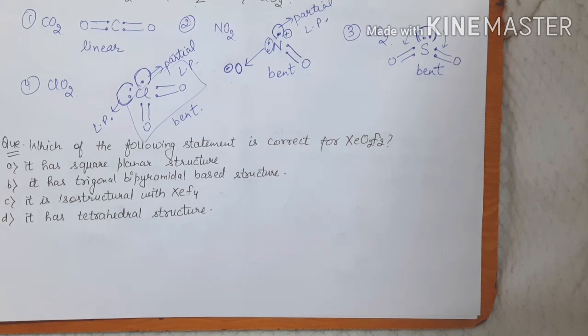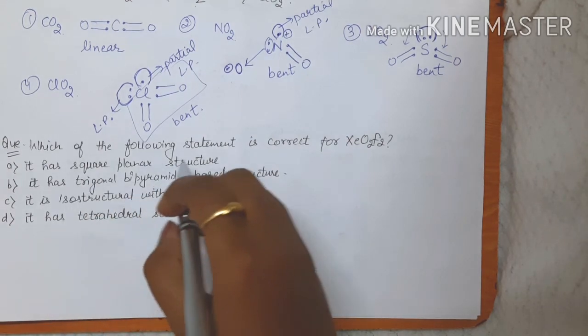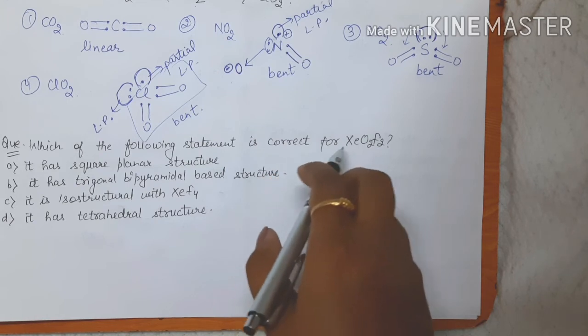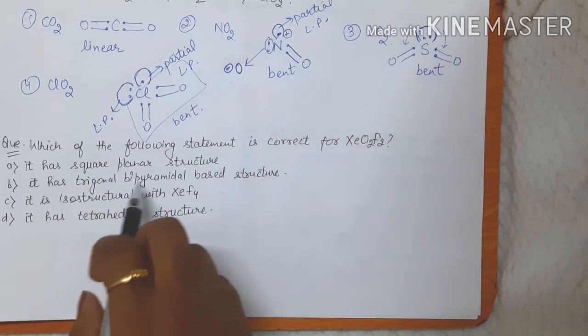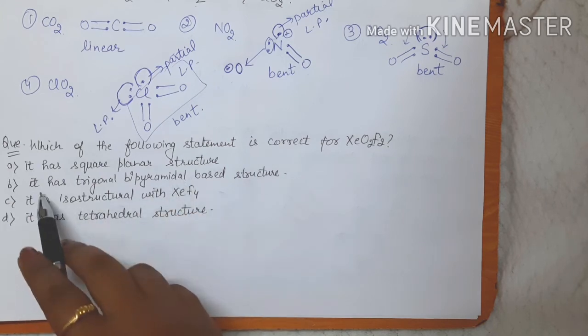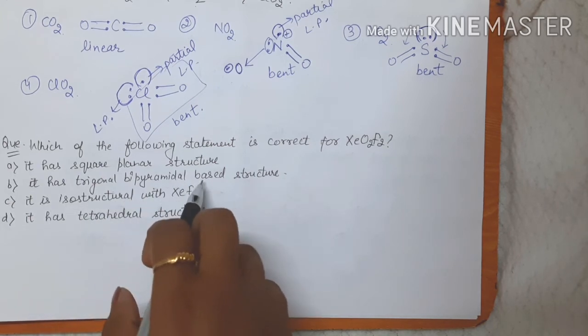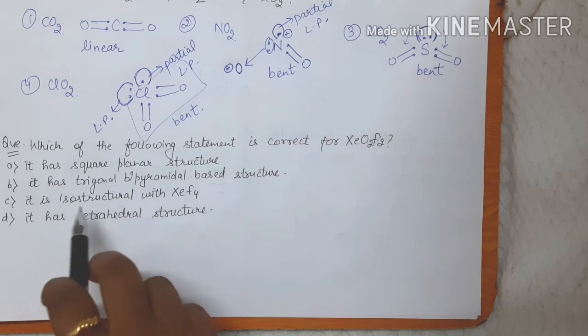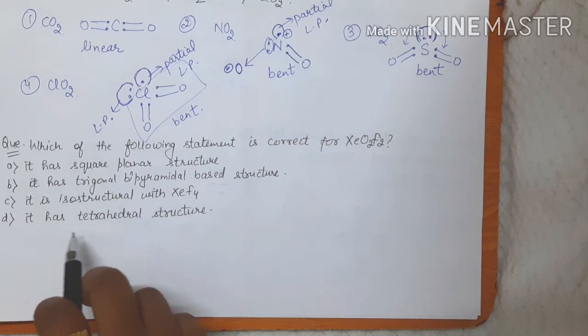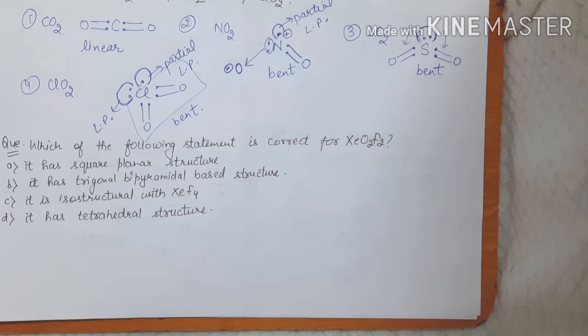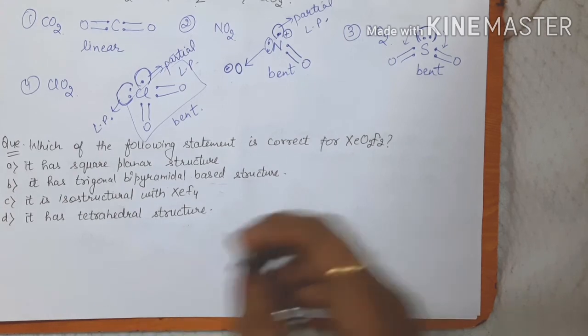So the next question says, which of the following statements is correct for XeO2F2? First statement is it has a square planar structure. Second is it has a trigonal bipyramidal based structure. Third is it is isostructural with XeF4. And fourth statement is it has a tetrahedral structure. So first we'll look for the structure of XeO2F2.